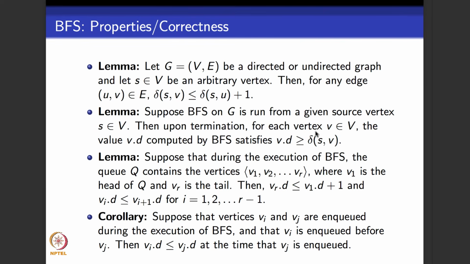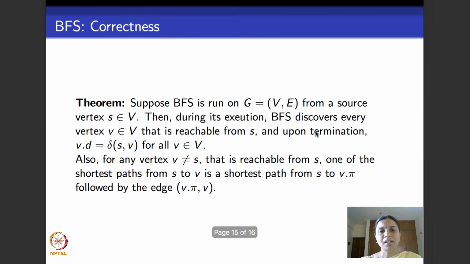There are several properties that you need to show that actually BFS is correct. What does it mean to say BFS is correct? So we will state and prove a theorem like this. Let's read out this theorem. It says, suppose breadth first search is run on a particular graph from a fixed source S. Then, during its execution, BFS manages to discover every vertex that is reachable from S in the given graph G. And when it terminates, it outputs the shortest path distance from S to each vertex that is reachable from S. One of the shortest paths will be the path that the breadth first tree takes.